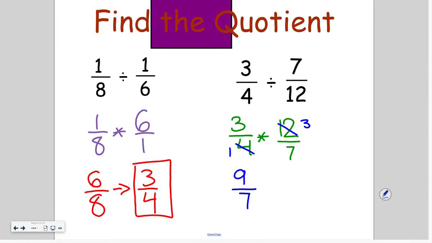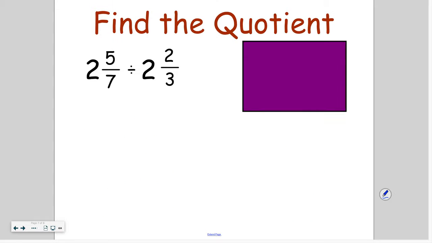In order to simplify this answer, we need to figure out 7 goes into 9 one time. When I do 7 times 1, I get 7. In order to get to 9, there are 2 left over. So I'm turning that into a mixed number of 1 and 2/7.